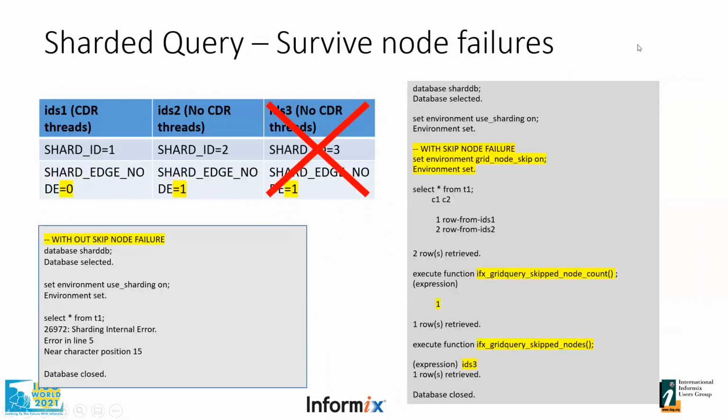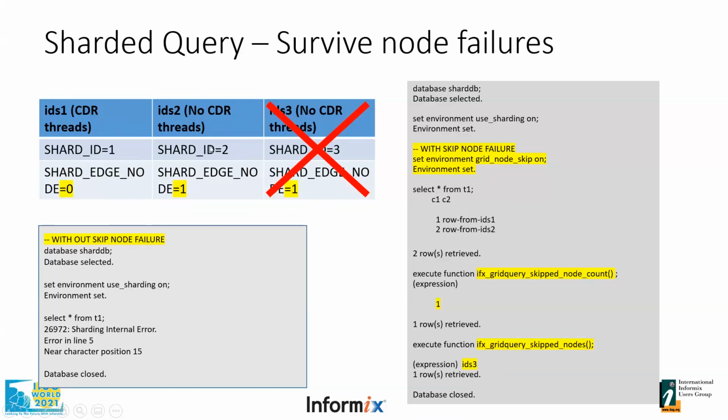I don't know how to get rid of this on the top, but anyway. I've taken the same example here, and for some reason, IDS3 goes down. The problem in those scenarios is that in the normal case, use sharding is on and you're trying to do a select star from T1. Because the coordinating server, which is IDS1, is unable to make contact with IDS3, it's going to fail with a sharding internal error.